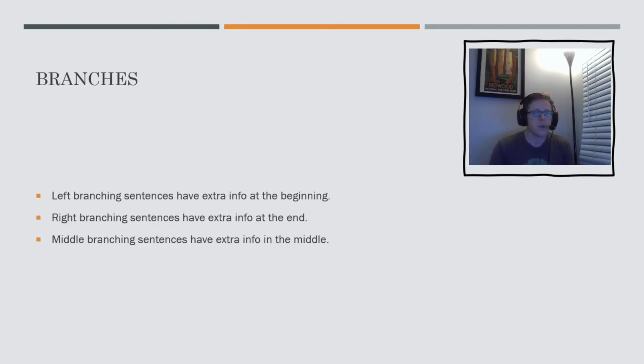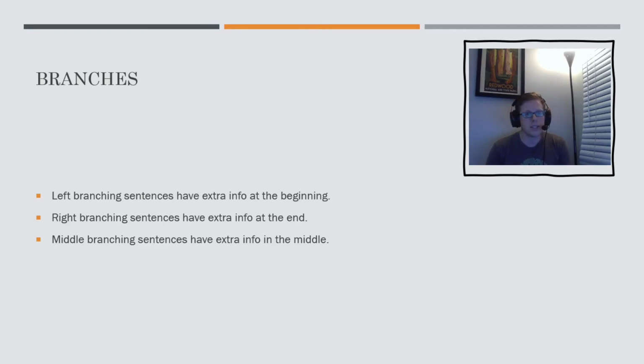The first place we can add information is to the left. Left branching sentences add phrases and clauses to the beginning of the sentence, and they preload a bunch of information for the reader before they get to the main idea. This is good if you have a lot of background information that you need to present first, or if you want to soften the blow.